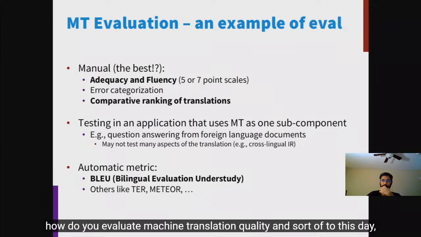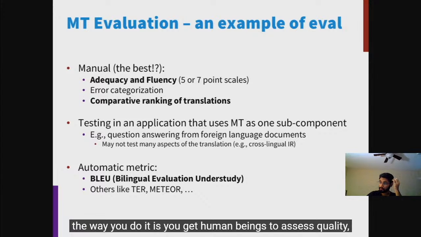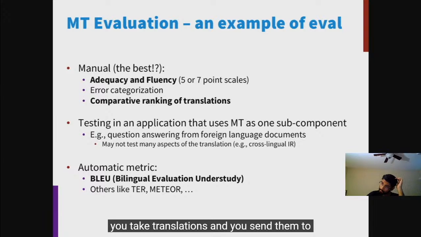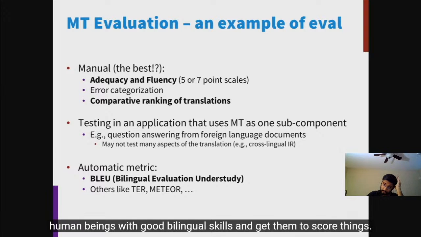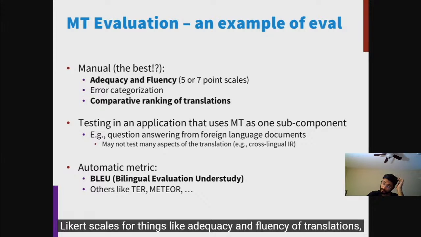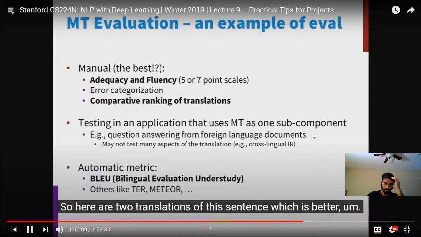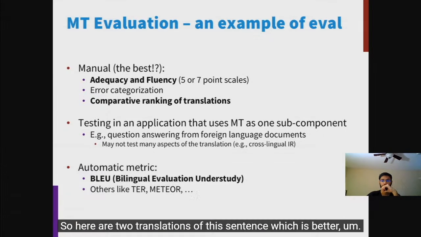To this day, if you want to do a first-rate bang-up evaluation of machine translation quality, the way you do it is you get human beings to assess quality. You take translations and you send them to human beings with good bilingual skills and get them to score things. And there are 2 ways that are commonly used. One is rating on Likert scales for things like adequacy and fluency of translations. But another way that often works better is asking for comparative judgment. So here are 2 translations of this sentence, which is better?